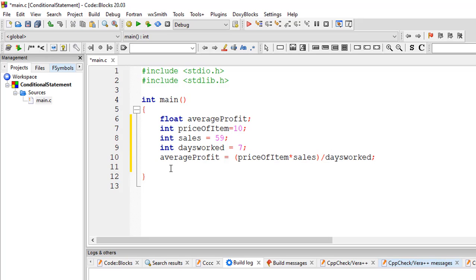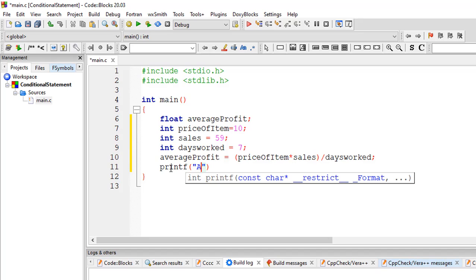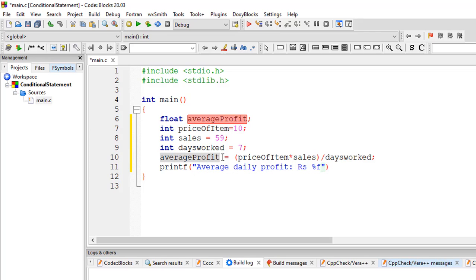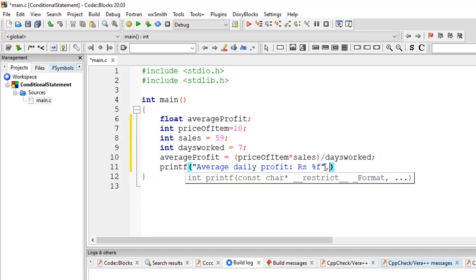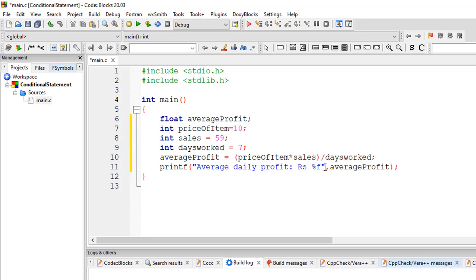So first of all, I will try to print this. Printf average daily profit. Average daily profit is equal to rupees %f. Because this average profit is a float type variable, I am writing %f, and the value is stored in this average profit, which gets calculated by this expression. Okay, I will mention average profit. So let's see what it will print.